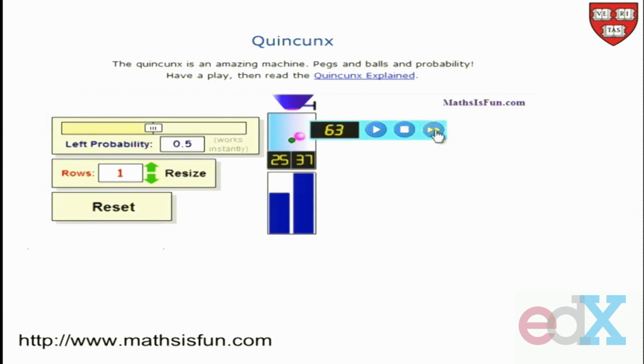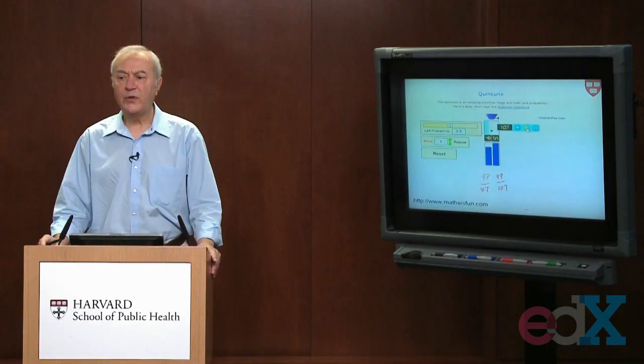Let's speed it up a bit. If you watch the bottom, you see that it's roughly 50-50 how the balls fall into the wells at the bottom. After 107 balls have come out, 48 fall in the left bin, so that's 48 of the 107, and 59 of the 107 are in the right-hand bin. It's approximately 50-50. This is the quincunx, and what it's trying to do, as I said, is emulate the tossing of a coin.